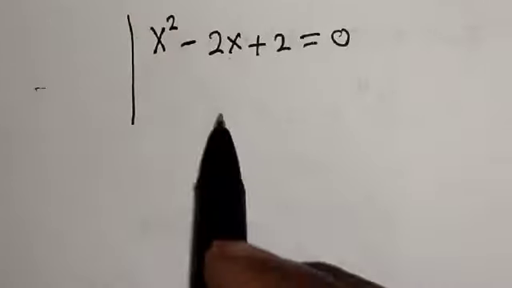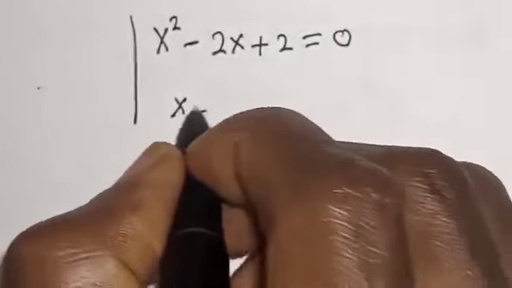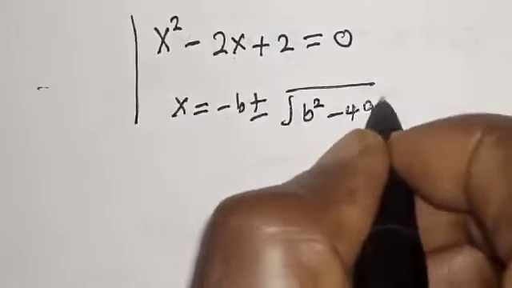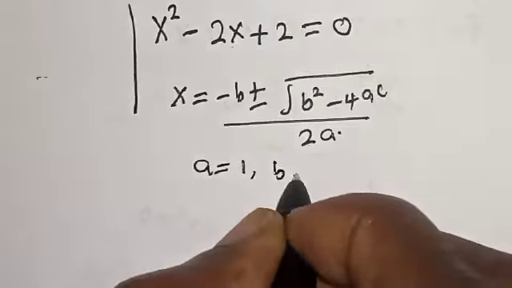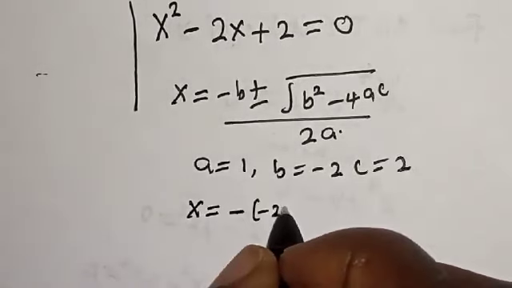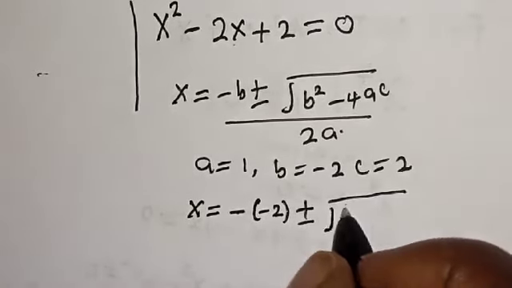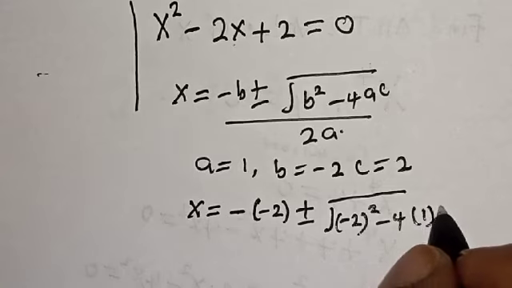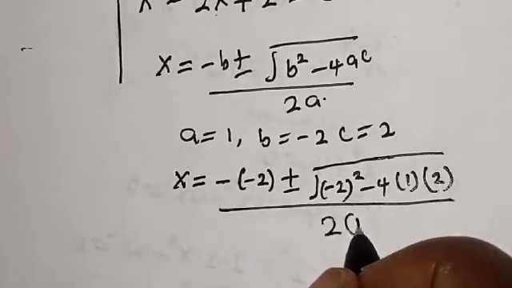And for the second case, x squared minus 2x plus 2, this can be solved using the quadratic general formula. We have x is equal to minus b plus or minus square root of b squared minus 4ac over 2a. Then a is equal to 1, b is equal to minus 2, c is equal to 2. Let's substitute. We have x is equal to minus multiplied by minus 2 plus or minus square root of minus 2 squared minus 4 multiplied by 1 multiplied by c, 2, divided by 2 multiplied by a, which is 1.